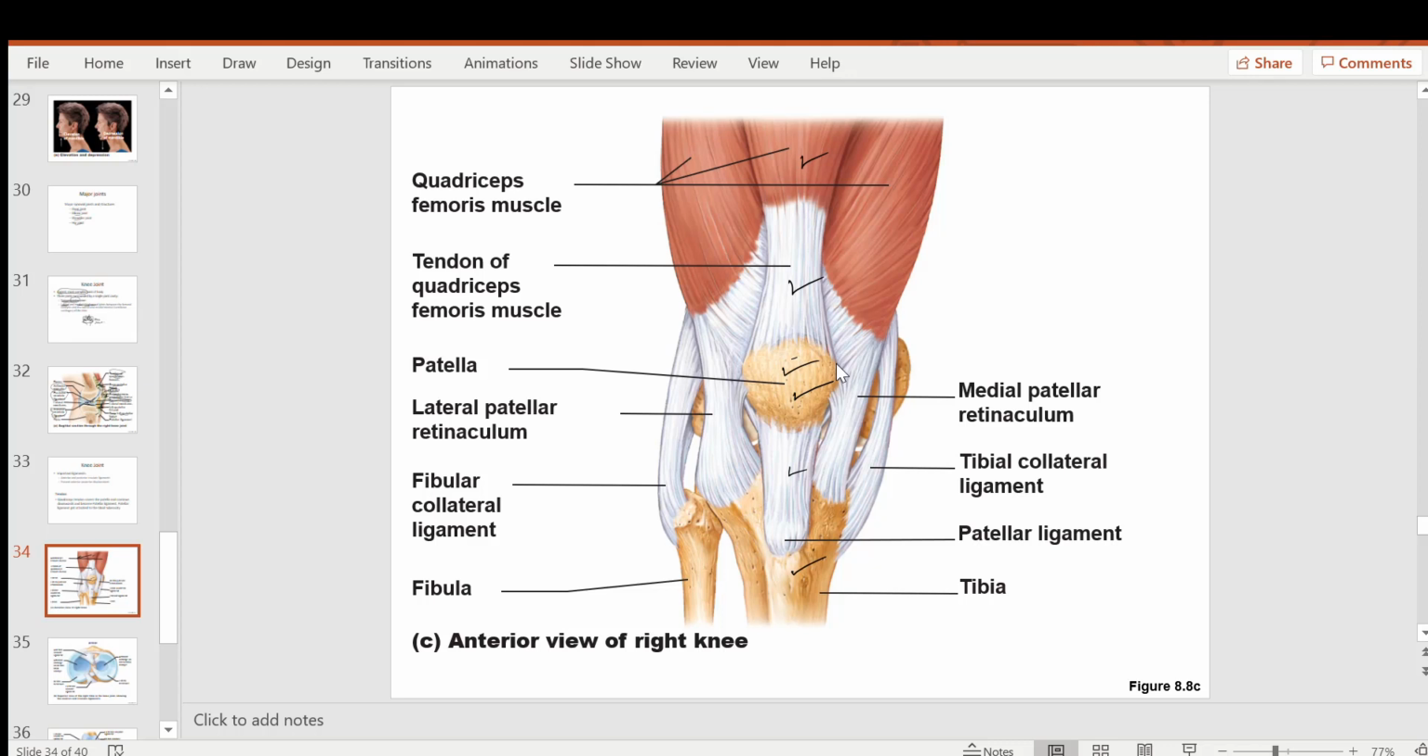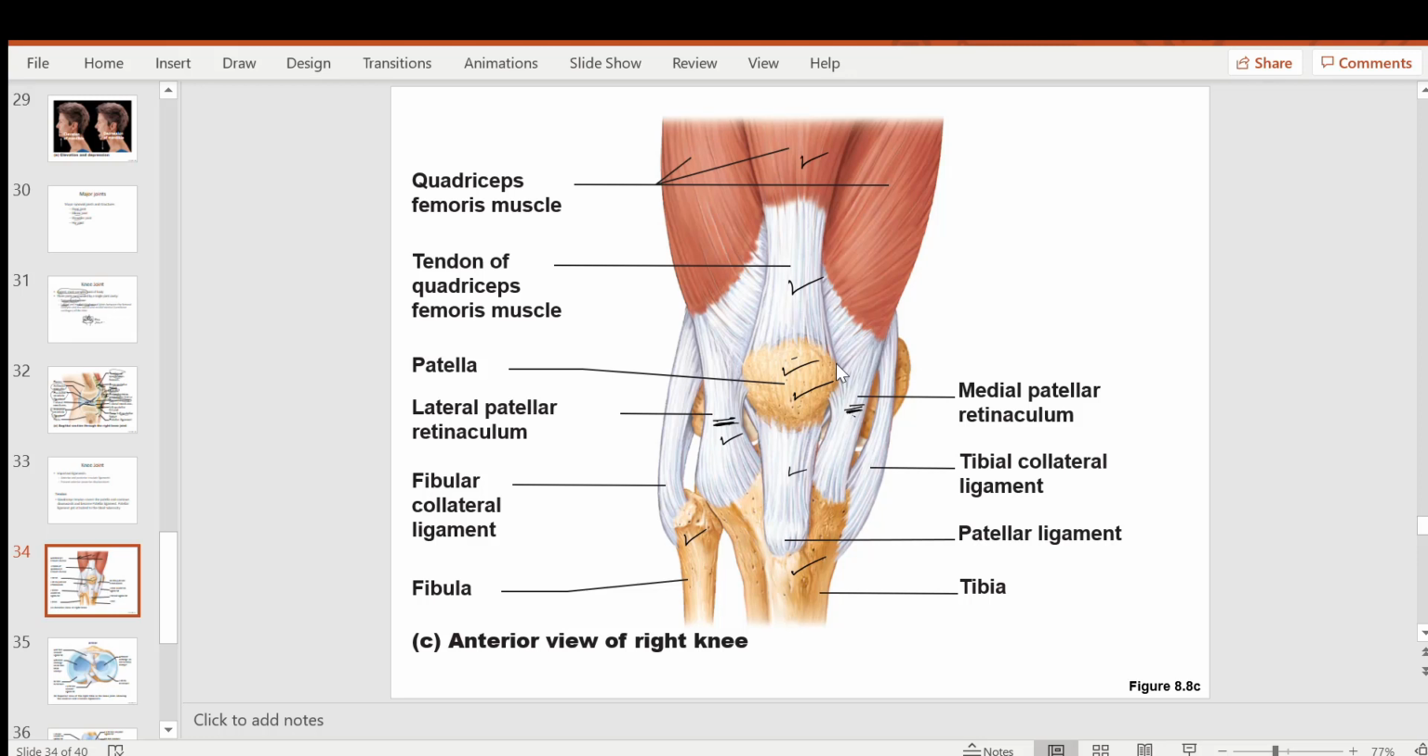Okay, and then just beside the patella on both sides you have the retinaculum. Structurally, retinaculum and ligament and tendon, they are all the same. However, in case of retinaculum, the structure is like a membrane, flat, not like a round rope-like structure. It is like a flat connective tissue structure. So this is lateral side, fibular side. So this is the lateral retinaculum, and this is the medial retinaculum.